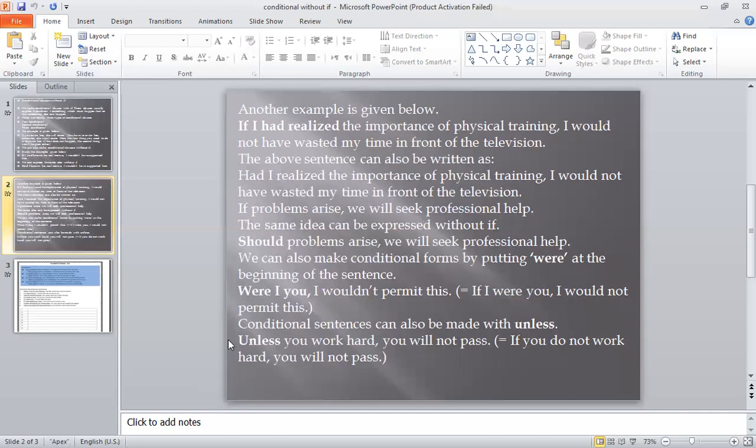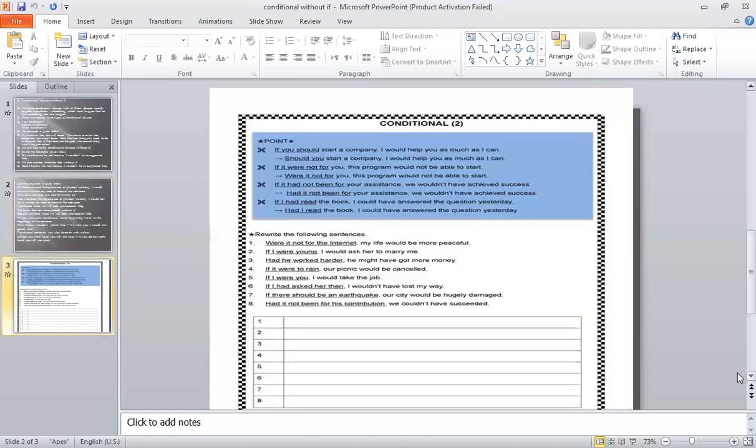Conditional sentences can also be made with unless. The expression unless means if not. Unless you work hard, you will not pass. So the meaning here is, if you don't work hard, you will not pass.